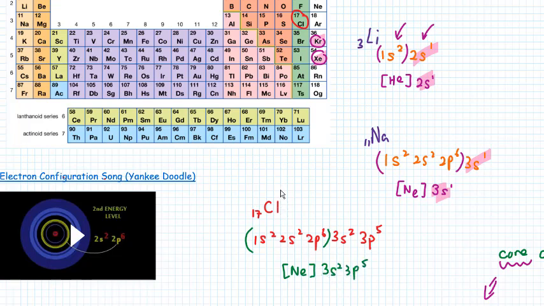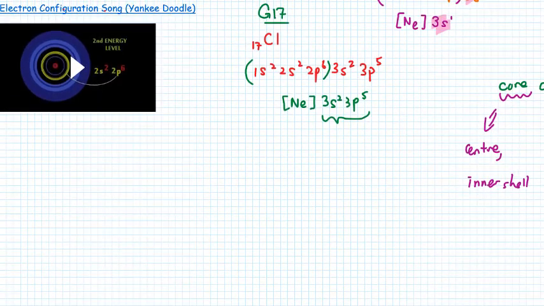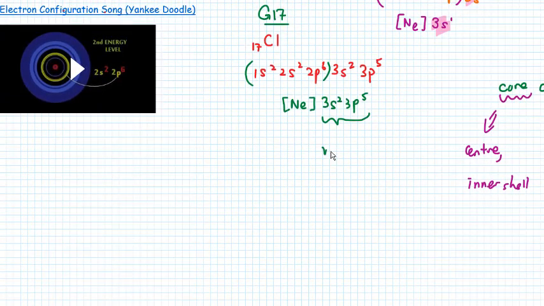Okay, so we know chlorine comes from group 17. Therefore, it should have 7 valence electrons, which is the same as your valence electronic configuration: 3s2, 3p5, altogether 7 valence electrons. So please also jot down these examples in your notes and write down the valence electrons, which is 7. And this 3s2, 3p5 is actually your valence electronic configuration.